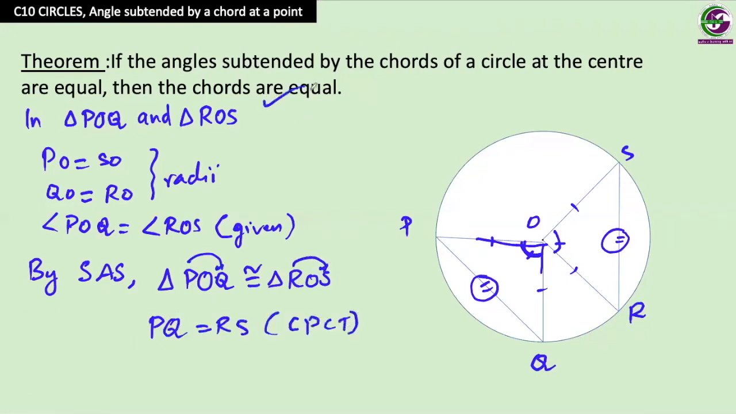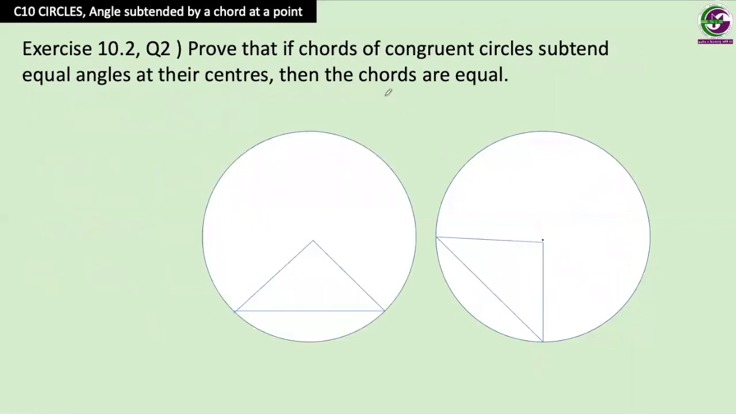That's what we have to prove: the chords are equal. Let's see a question related to this. Prove that if the chords of congruent circles, meaning the radii are equal, have equal angles at the centers, then the chords are equal. So the angles are also given equal, and then the chords are equal. This is what we have to prove.